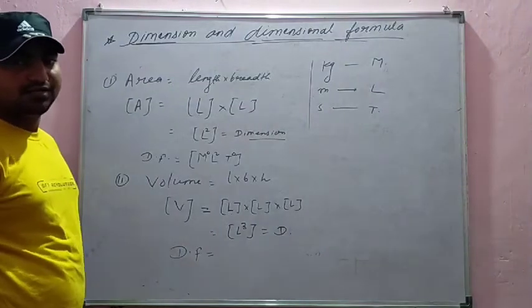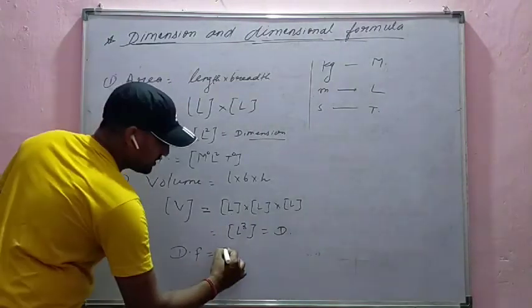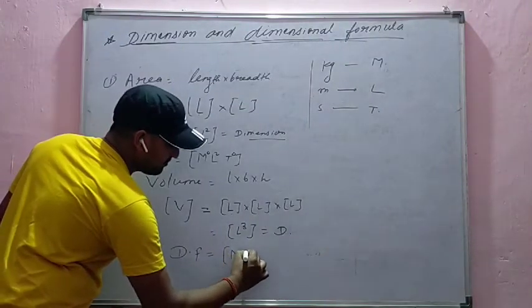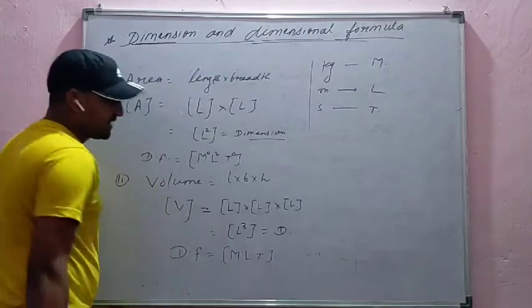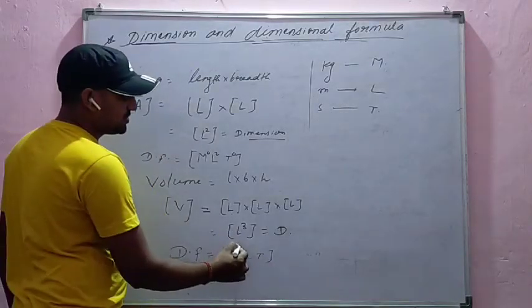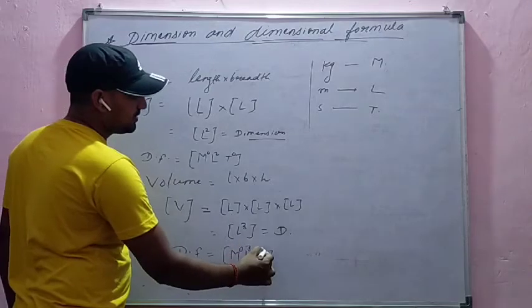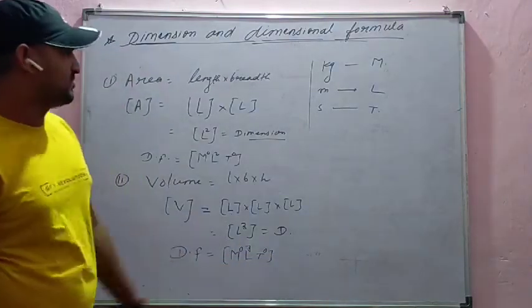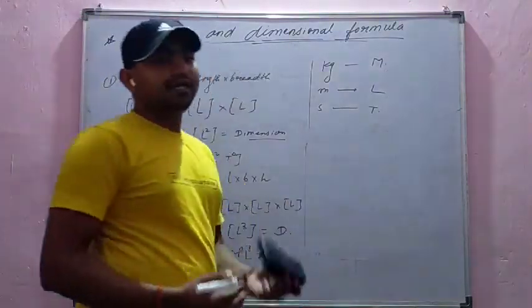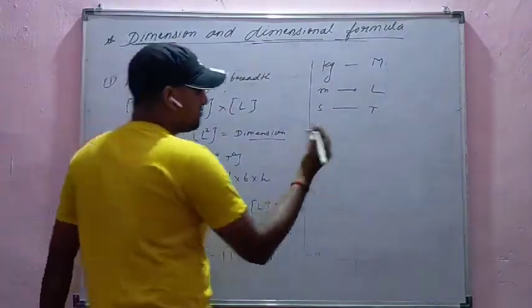DF means dimensional formula. Right here, M L T. Is M present or not? No, 0. L cube, T 0. This is the dimensional formula. Okay, in this way, you can find more and more formulas.